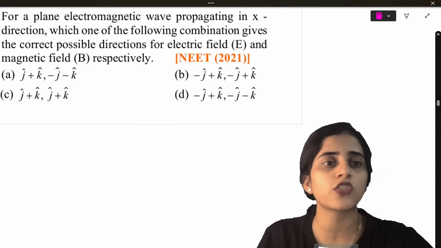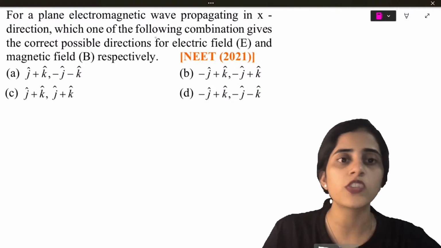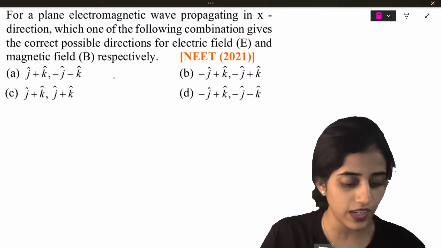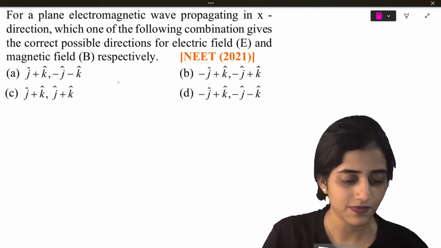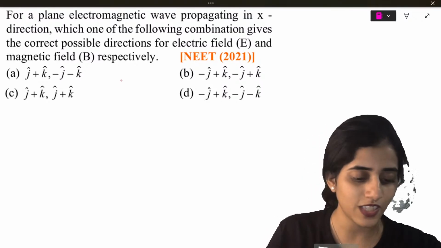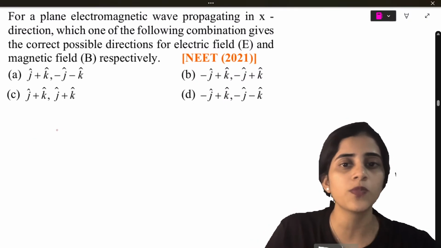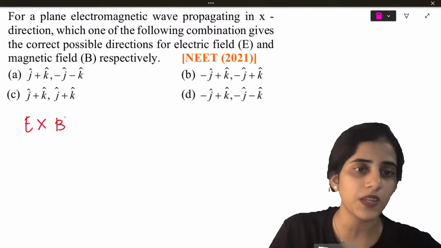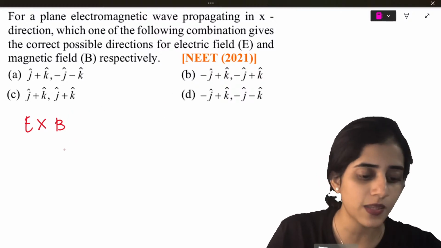For a plane of electromagnetic waves in X direction, which one of the following combinations gives the correct possible direction for electric field and magnetic field respectively? Electric field, magnetic field. So what I will do is I will take E cross B. So my answer should be E cross B.